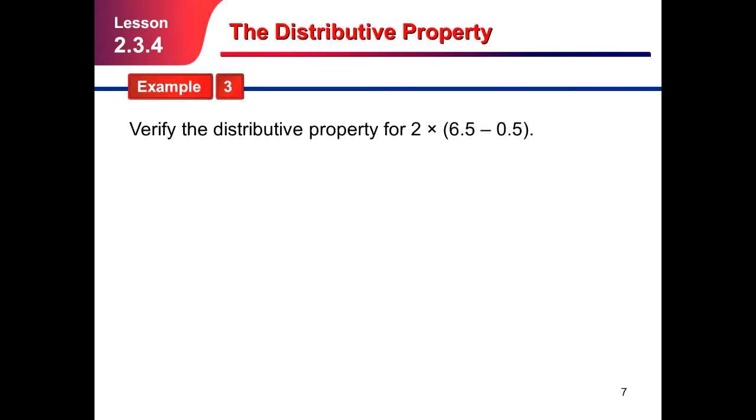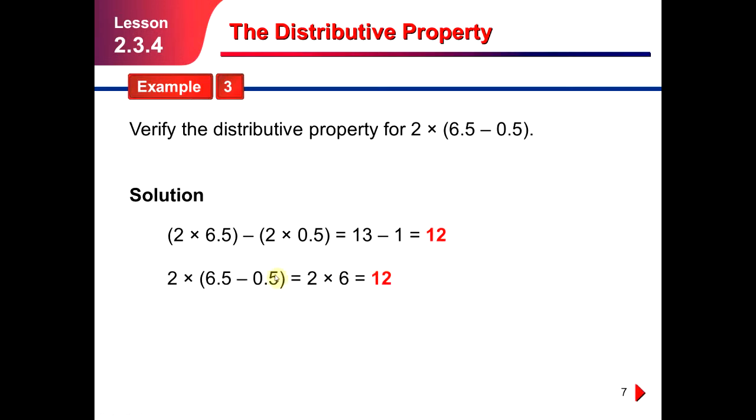So let's try one. If we have 2 times 6.5, that's 13. And we subtract 2 times 0.5, that's 1. 13 minus 1 gives us 12. Now let's take a look at the quantity. So 6.5 minus 0.5, that's 6. 2 times 6, that's 12. Again, we have the same result. The distributive property still works.